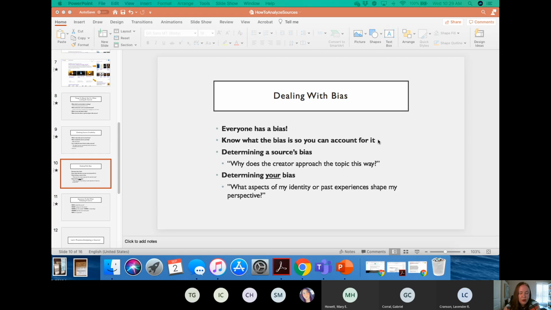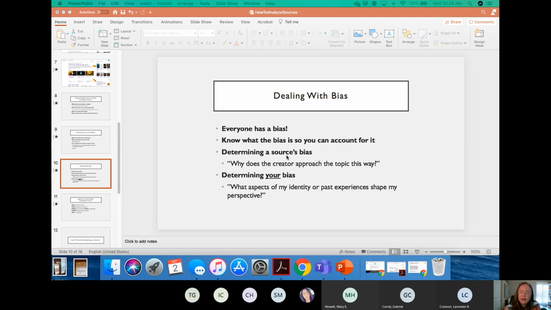So knowing your bias is what we want to do. And when we're looking at a source, we want to be able to know what the source's bias is, right? But we also want to know what our biases are in looking at the sources. So when we look at a source, the way we can try to figure out bias is, why does the creator approach the topic this way? Why are they writing? For example, why did these historians in the past just assume Native American stories couldn't be corroborated, right? What was the point of that?